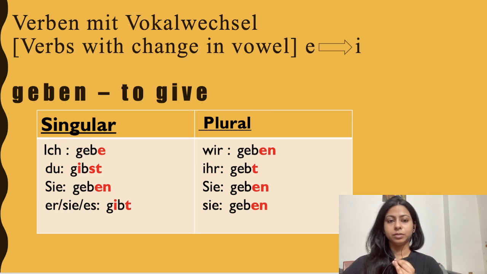Now the other verb in this category is geben, which means to give. Ich gebe, du gibst, er/sie/es gibt, wir geben, ihr gebt, sie geben und Sie geben. So if you notice, again e is changing to i in du, and e is changing to i in er/sie/es.